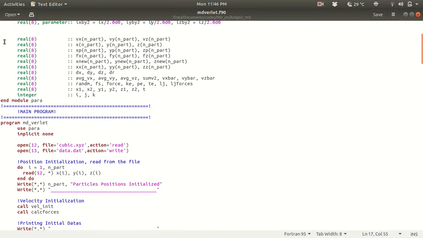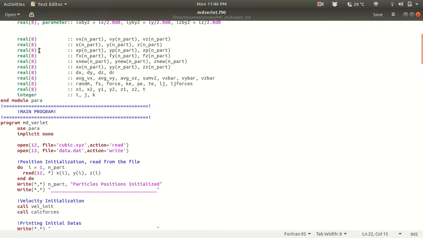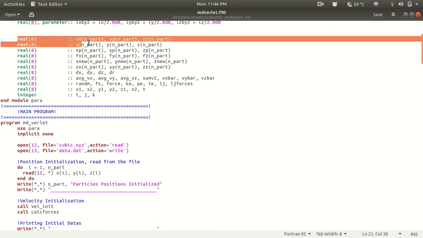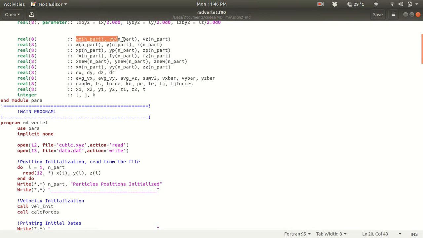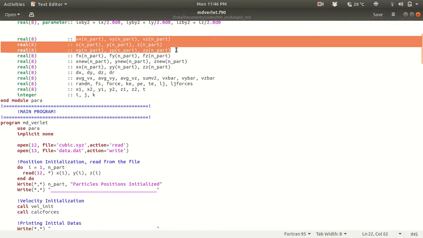Now these are some variables which I will be needing everywhere, so that's why I defined them here in the module, so that I don't need to define them every time I use them. So I am defining the three components of velocity and the three components of position, and xp, yp, zp will be the previous position that I will be needing while I am using the Verlet algorithm.